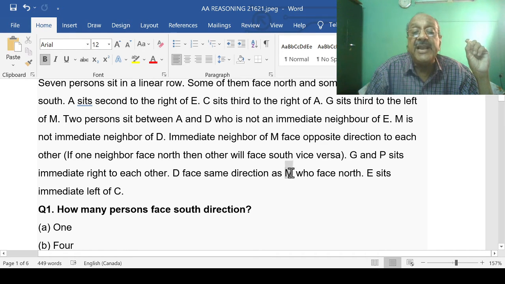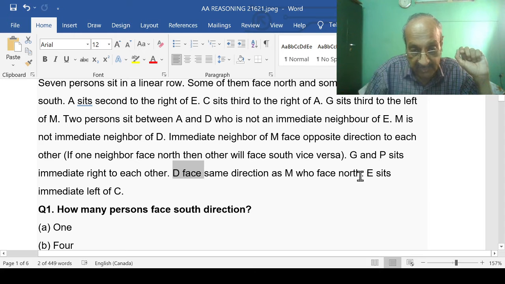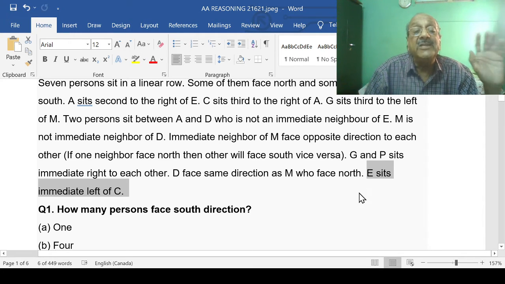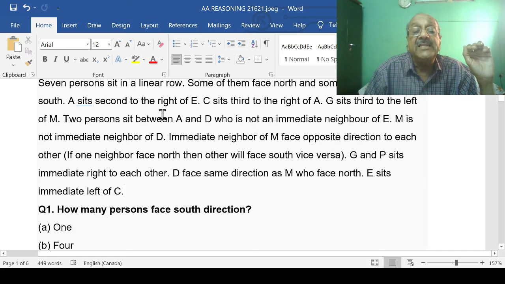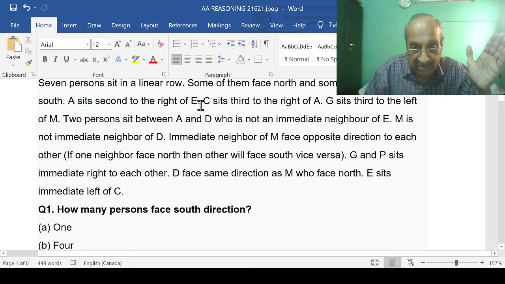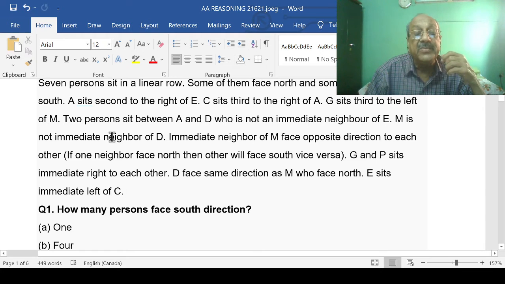M is facing north and D is facing north. This information is useful. E sits to the immediate left of C. This was also very useful. Then A sits second to the right of E. G sits third to the left of M.